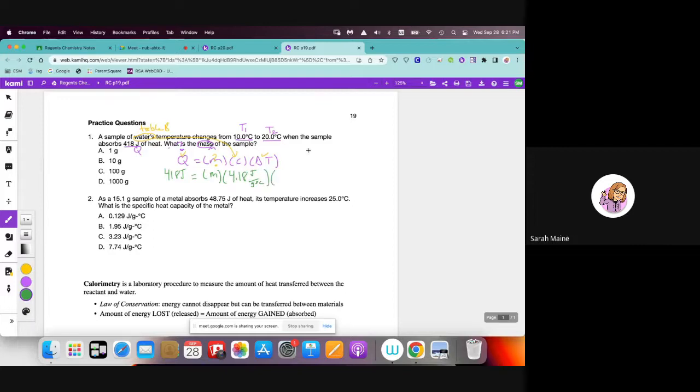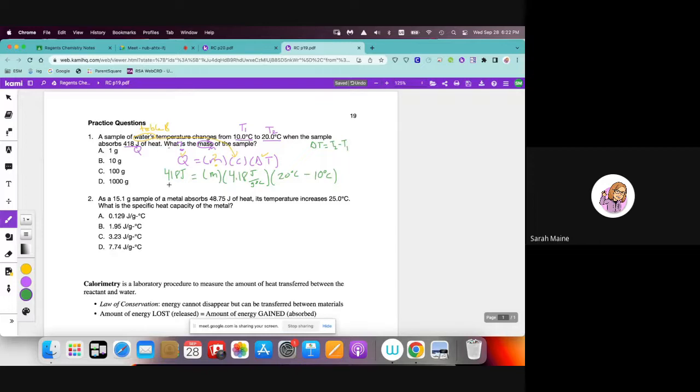And then delta T, so I'm going to make a side note, delta T is only calculated as T2 minus T1. So the temperature that my water ends at is 20 degrees Celsius minus the initial or starting temperature of 10 degrees Celsius. So now I have the variables replaced with their values. Now I can pick up my calculator.